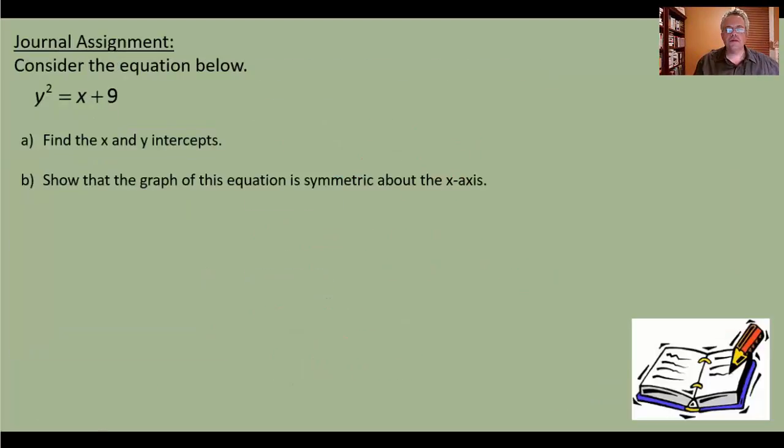Alright, time for the journal assignment. So consider the equation below: y squared equals x plus 9. Part A, find the x and y intercepts. Part B, this graph is symmetric about the x-axis. I want you to show why algebraically, kind of explain why, by doing the appropriate tests for symmetry about the x-axis. Alright, good luck.